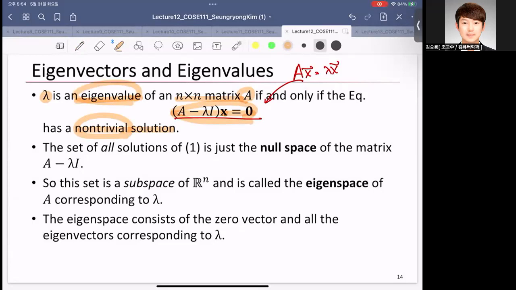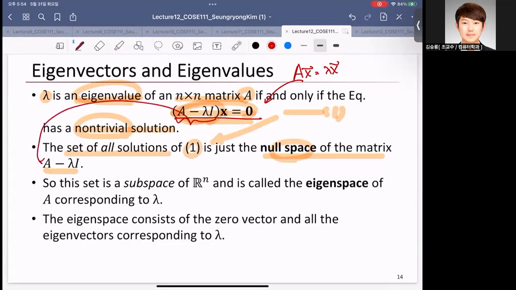Let's say this is equation 1. The set of the whole solution of equation 1 is just the null space of matrix A minus lambda I. So this is the definition. This set is a subspace of Rn because it is a null space, which is called the eigenspace of A corresponding to lambda. This is just a definition.